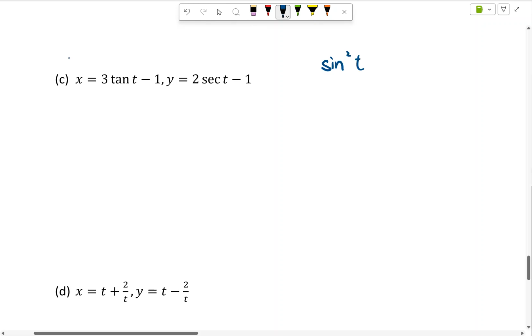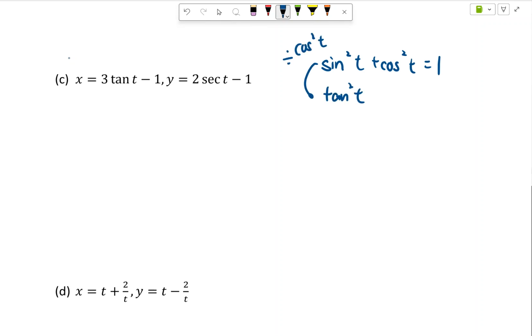Sine square t plus cos square t equals to 1. Okay? Divide by cosine square t so that I can get tangent. Tangent square t plus 1 equals to secant square t. Okay, this is your starting position.